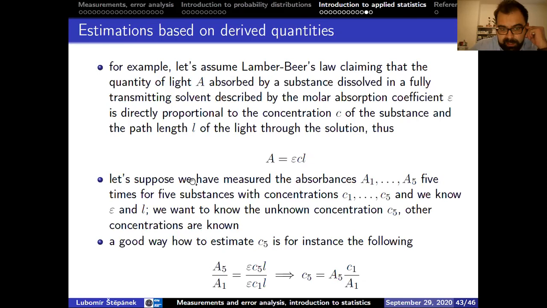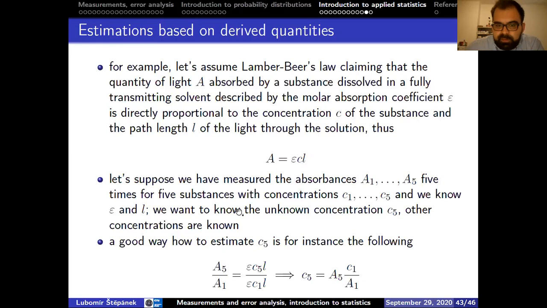If you know this law, the Lambert law, you can, for example, get the idea that you can try to isolate C from the right-hand side of the equation by division by epsilon L. A good idea, try to do it. But there are two ways which are acceptable. One is okay and one is absolutely the best, and I'm going to talk about both of them. So the first one, which is okay.